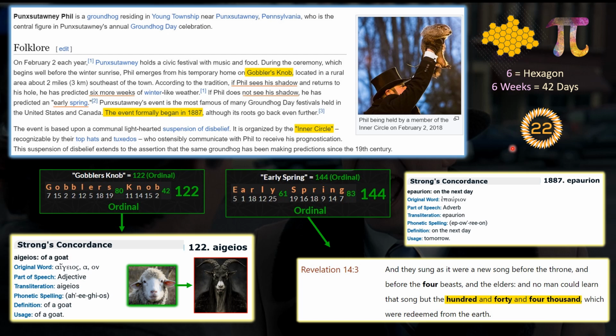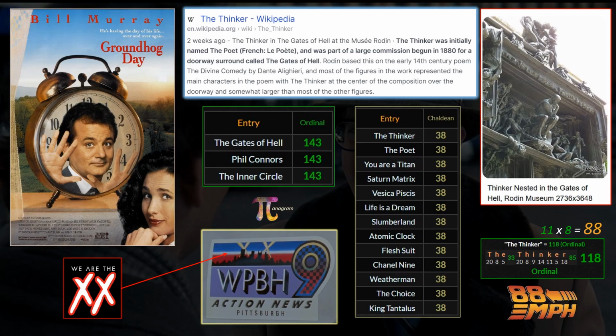And February 2nd is a representative of the number 22, and the number 22 is known as the master builder number. There's three master numbers, 11, 22, and 33, 22 being one of them. Looking at the poster for Groundhog Day, we see Bill Murray, who plays the character Phil Connors, stuck inside an alarm clock. Phil's giving us 8 fingers, so we see the famous number 8 here in the imagery.